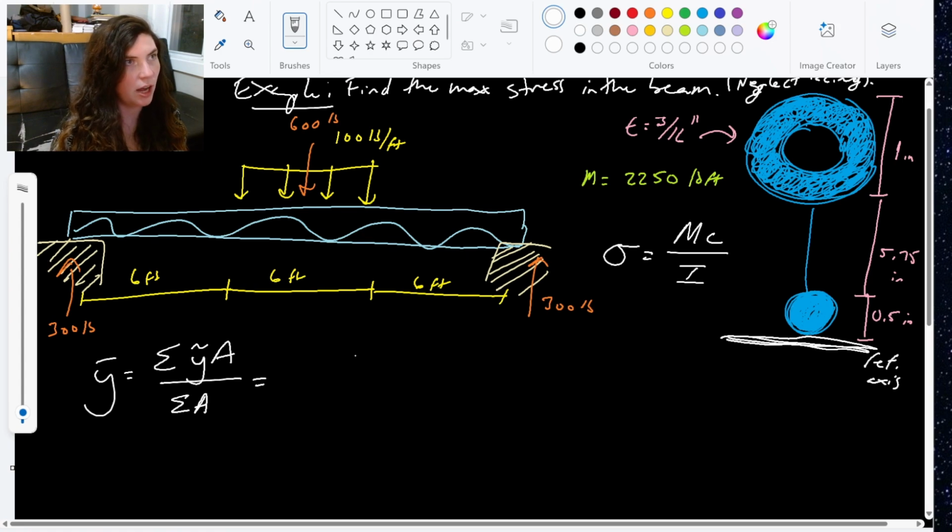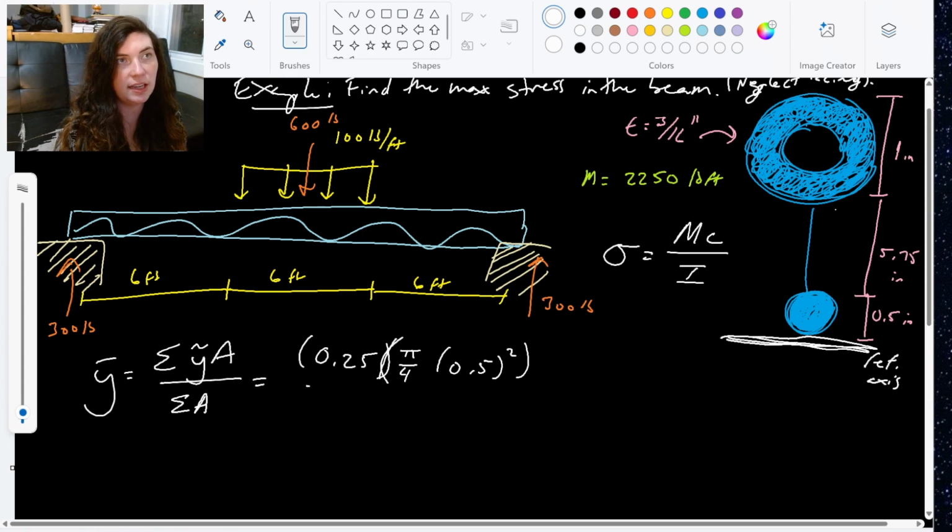So for my bottom rod here, my centroid is going to hit halfway through the circle, 0.25 inches. And then times the area of that circle, which is pi over 4 d squared. So pi over 4 times 0.5 squared. That's my first YA term.